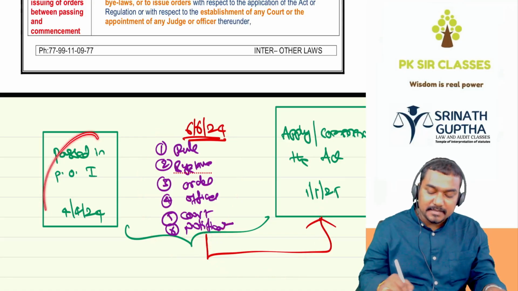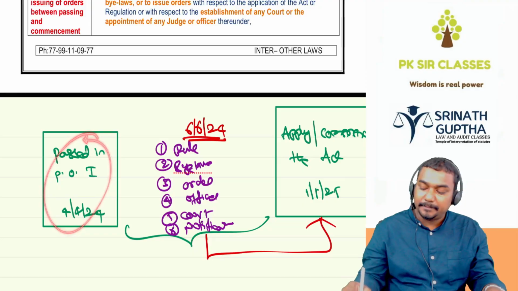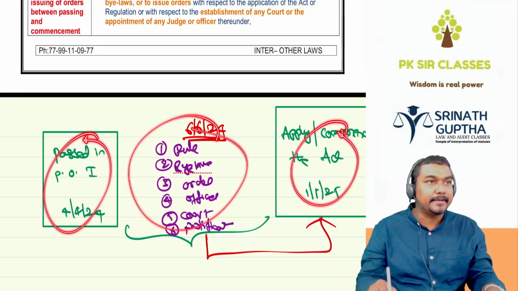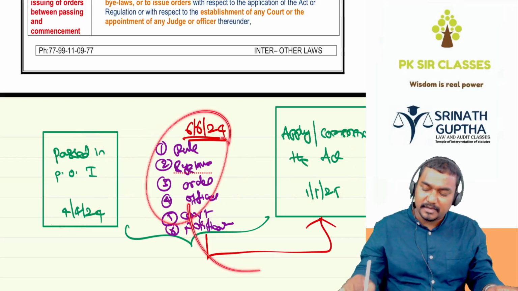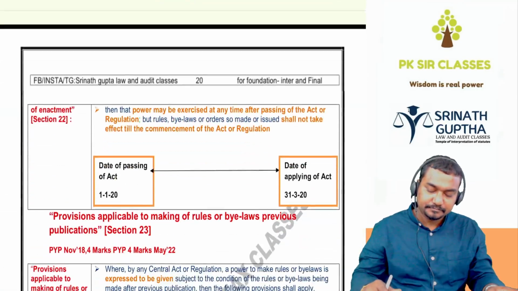So when the act is passed 4/4/24, and we want to apply after 8 months, in this 8 months period you can make the rule, regulation, bylaw, officer, office, etc. Whatever you can do under the act, but all this will take effect only after commencement of the act.